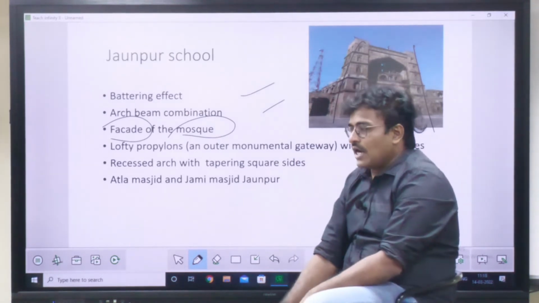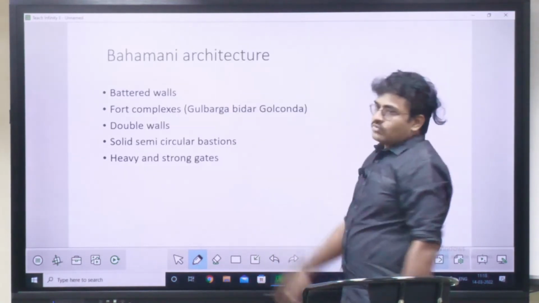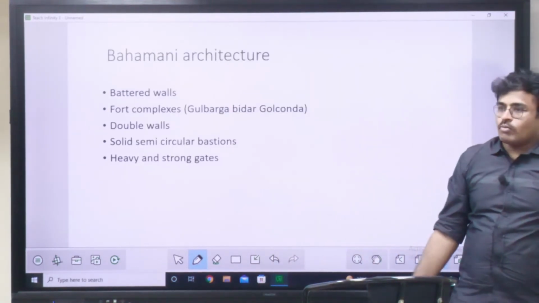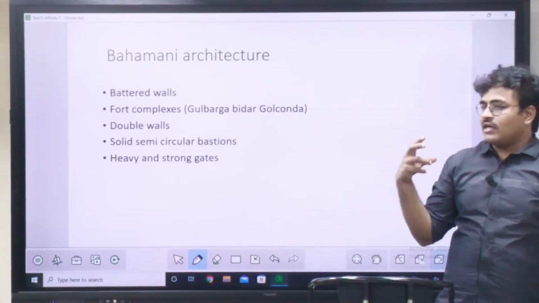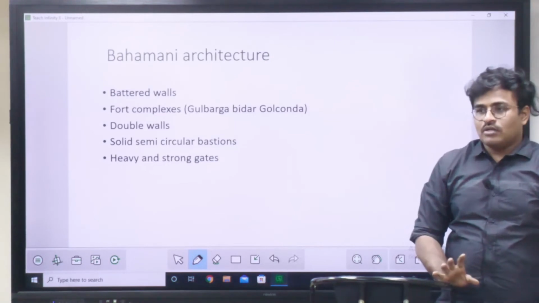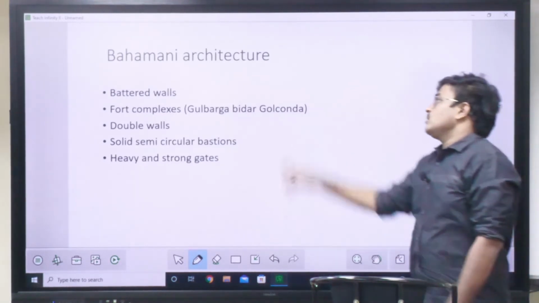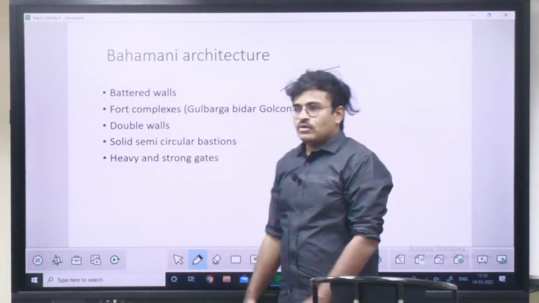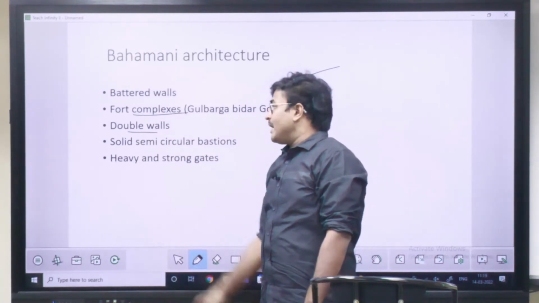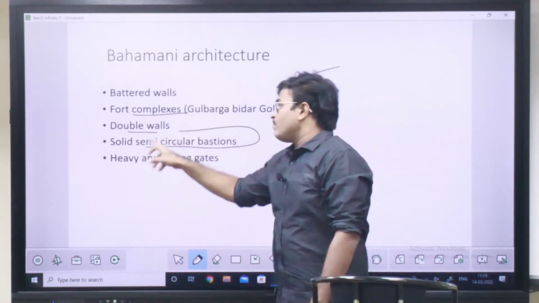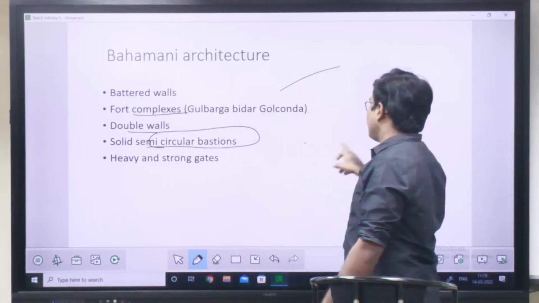Next one is, I think, Mughal architectural style. Is it Mughal? Bahmani. So Bahmani is also one more provincial school just like these four. All of them are breakaway kingdoms from Tughlaq. So naturally these people also had Tughlaq influence, and their main influences are battered walls, and second, fort complexes based on double walls, same thing. Then they also constructed bastions which are similar to earlier times. Solid semicircular bastions means they will look this way.